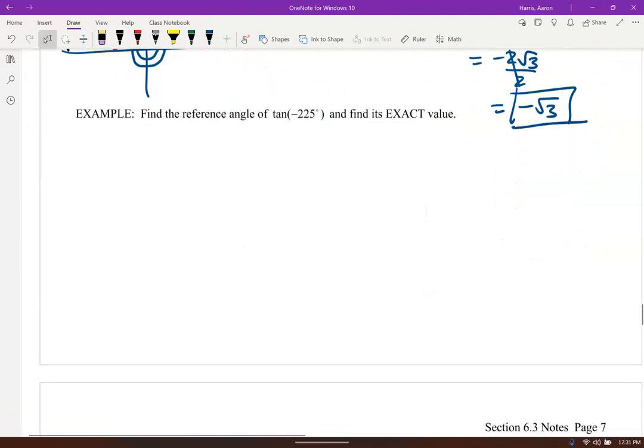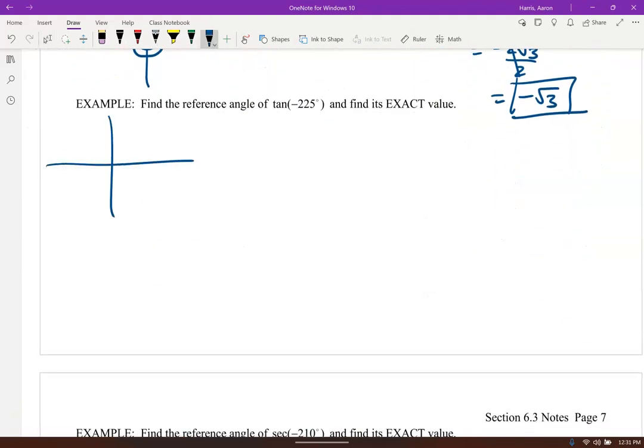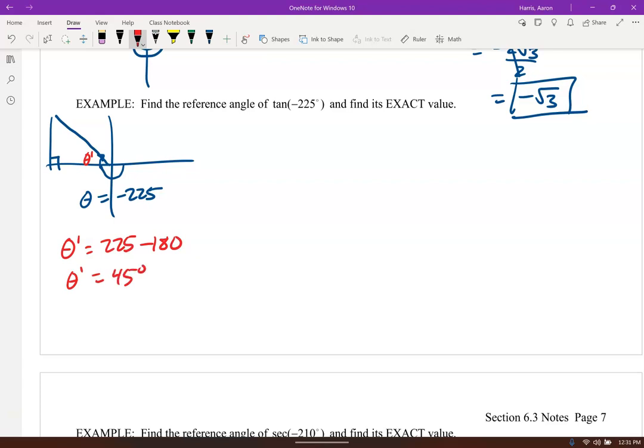Tangent of negative 225. So let's draw that. There's negative 180. I got to go how much more? 45 more than that. Drop that down. Here's my theta prime. This theta is negative 225. So theta prime, in this case, would be 225 minus 180. So 45 degrees on that, right? And so instead of root 2 over 2, comma root 2 over 2, it's a negative root 2 over 2, positive root 2 over 2, right?